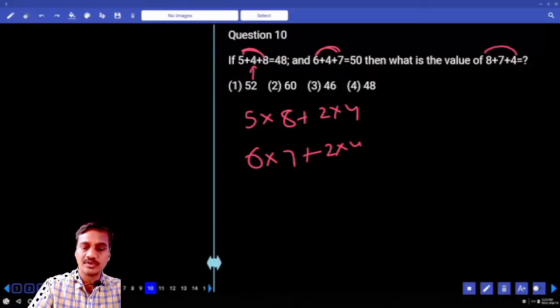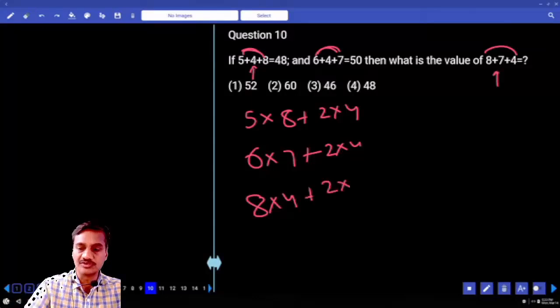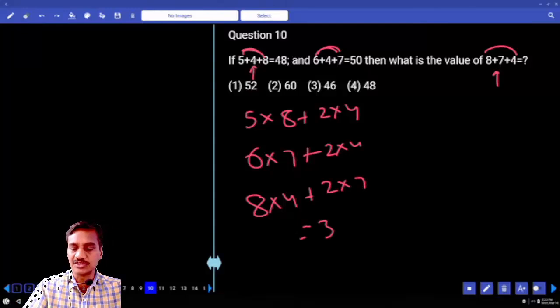8 into 4 is how much? 32 plus the middle number 7. Not 2 into 7 should be added to this one. And so 32 plus 14. What is 32 plus 14? 46. Choice 3, question number 10.